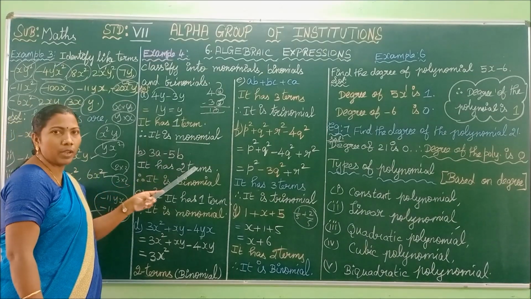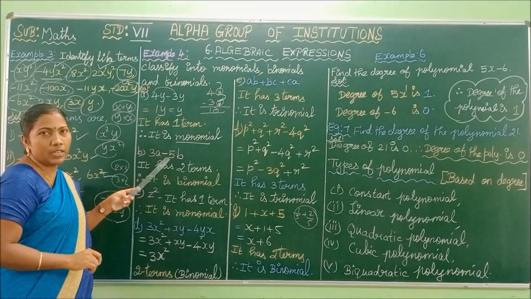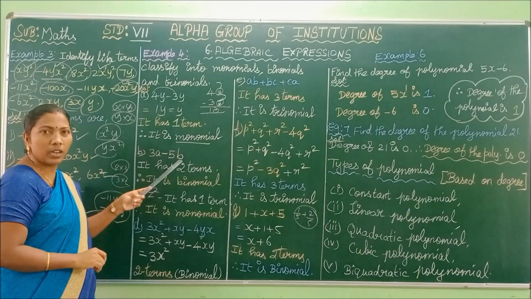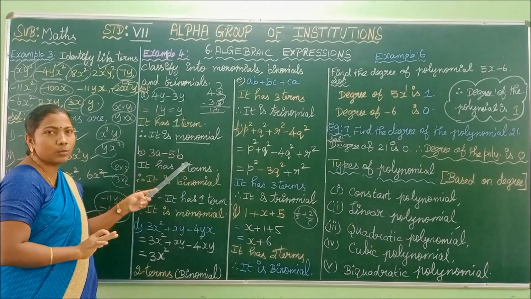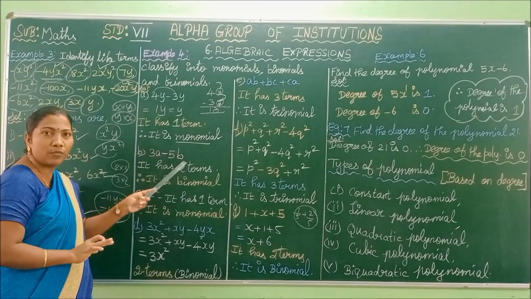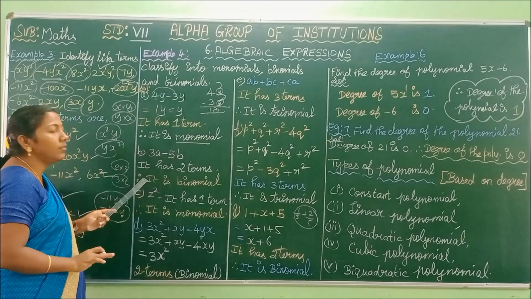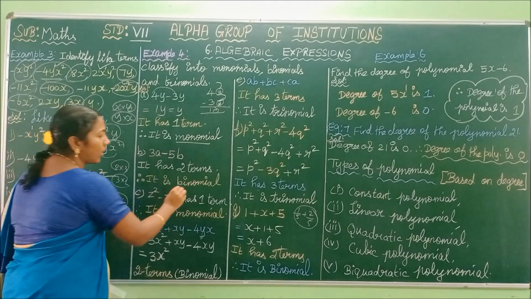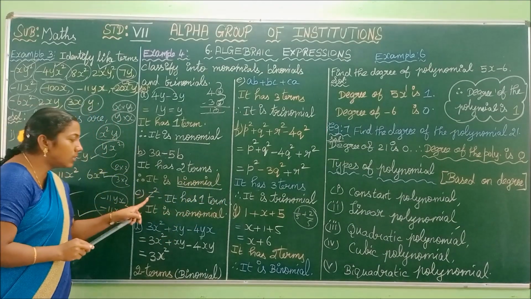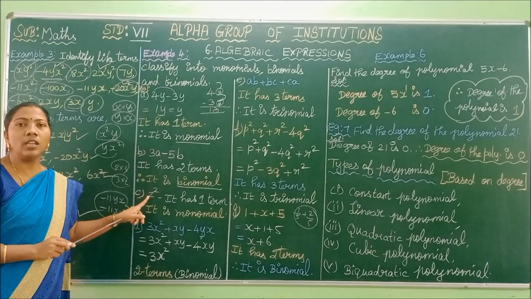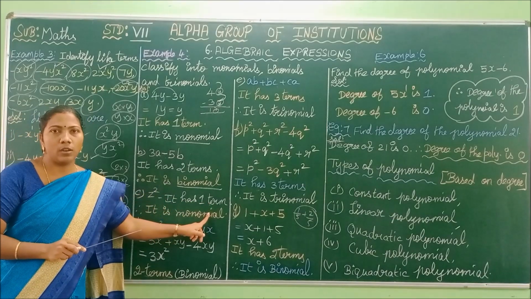3a minus 5b. Here there are 2 terms, separated by the symbol minus. Check whether it is a like term. No, so we can't add or subtract it. They are unlike terms because they have different algebraic factors. So it has 2 terms. 2 terms means we can call it a binomial. So write it is a binomial. Okay. See the next one. z square. It has only one term. It is a monomial. Do you understand?